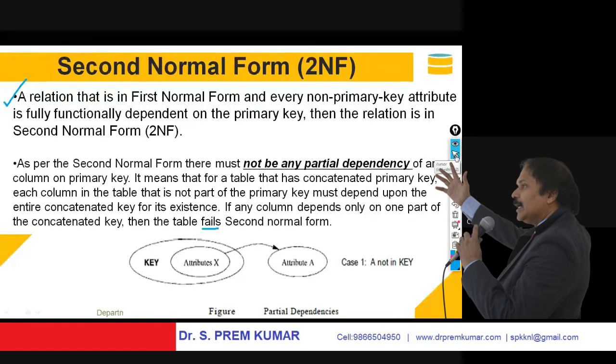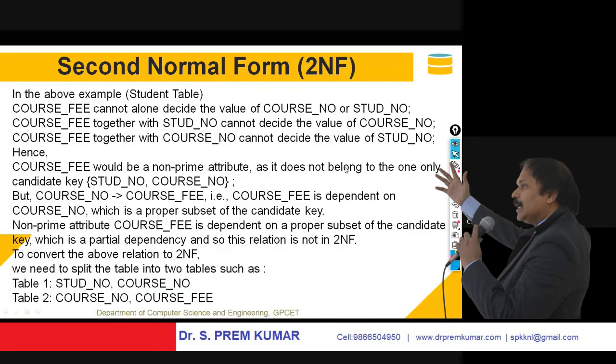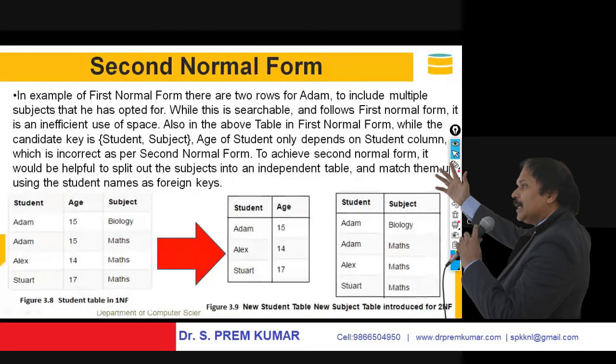Please study the definition. Right, I'm proceeding to the next concept. We'll go with the second normal form. One more example on second normal form. Adam age is biology. Adam age mathematics. Adam is age 14. Alex and Strut age mathematics. Here Adam 15. Adam 15.